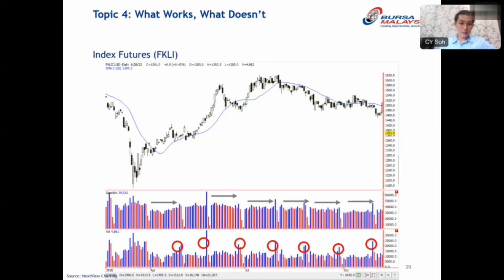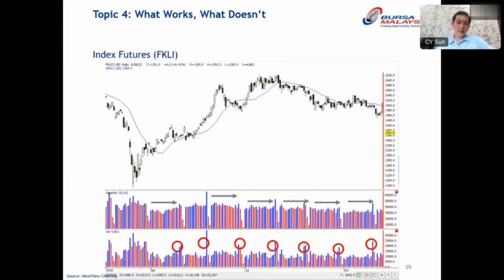Now for the futures market, index futures FKLI, you can look at this chart here. We have open interest as well as volume for FKLI. On the top would be open interest, the bottom would be volume. You can see that the open interests are relatively quite flat for almost each and every single month, right? If every month is quite flat at about the same figure, you can't really apply any of these 6 rules that I have shared with you just now.